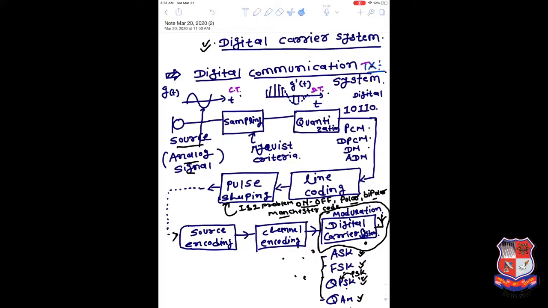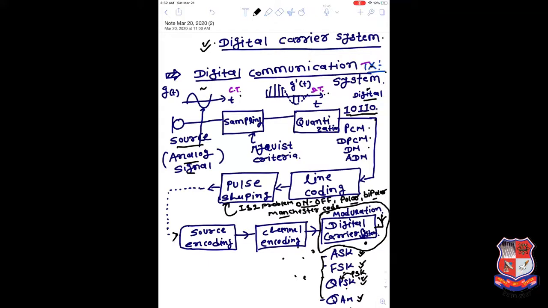Here, the first component is a source which generates the signal in the form of analog. After passing through the sampling, this continuous time signal is converted into a digital form. But this is only half done. Using the sampling, the continuous time signal is converted to the discrete time signal. This discrete time signal is further quantized to get the binary data like 10110. So the analog signal is finally converted to digital by passing through the sampling and quantization.